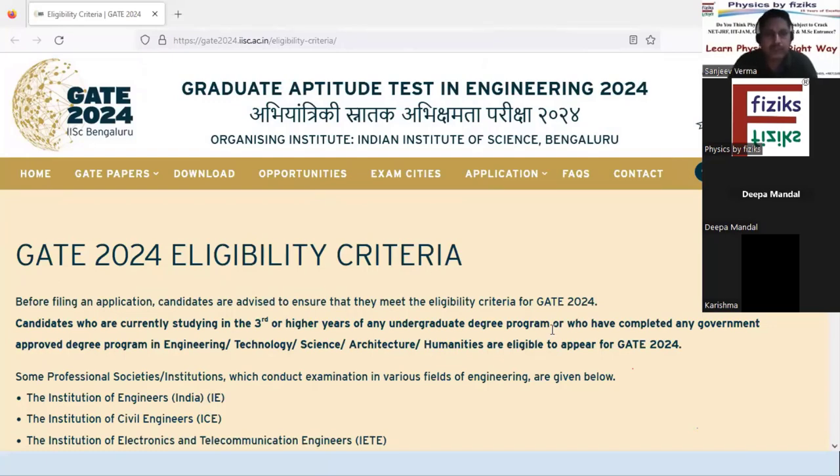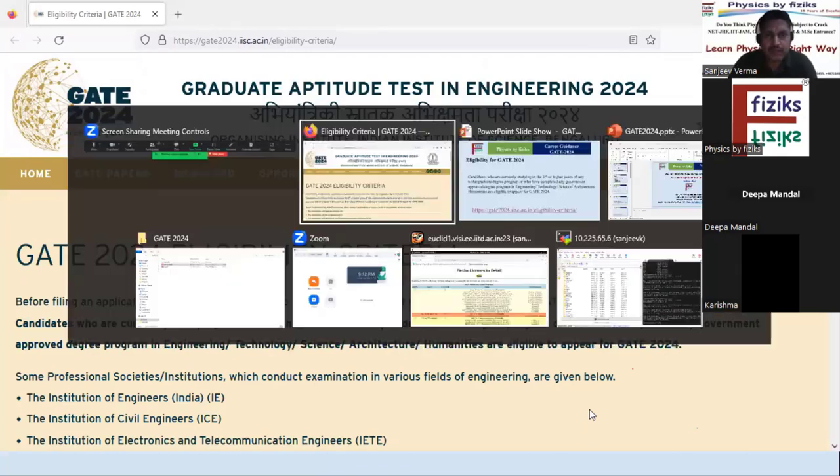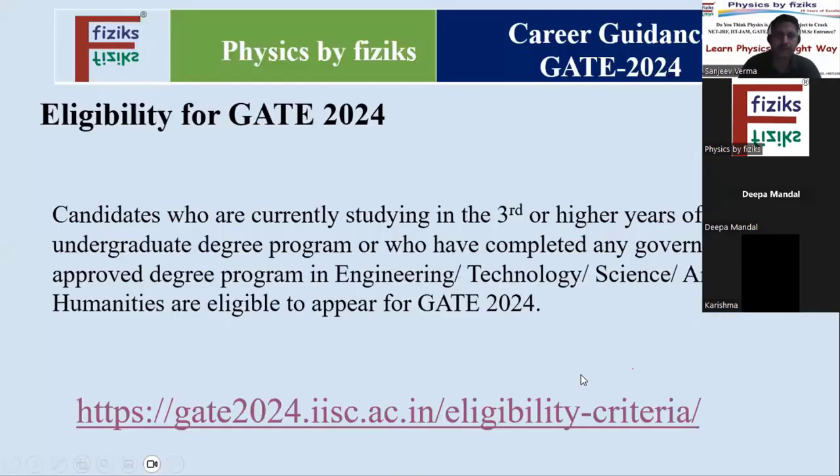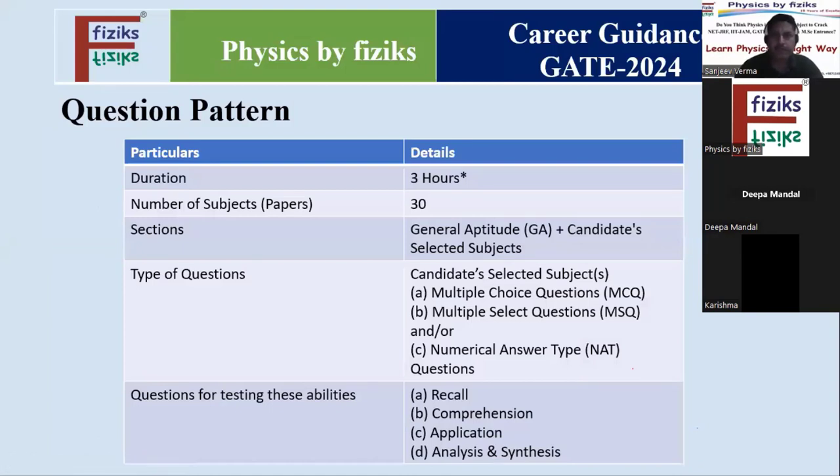So what about those who have completed MSc? They are also eligible. Okay, sir. Yes. They are also eligible. No difficulty for them. Now look at it.